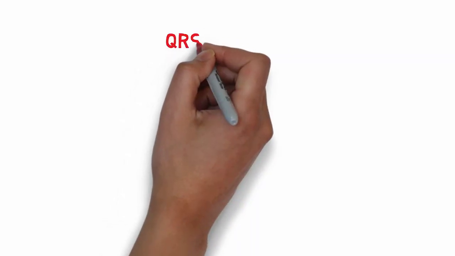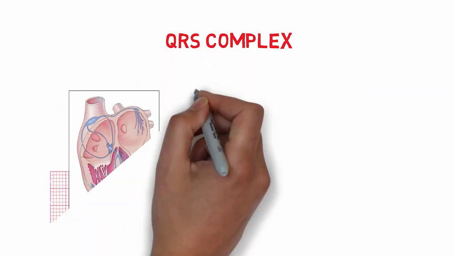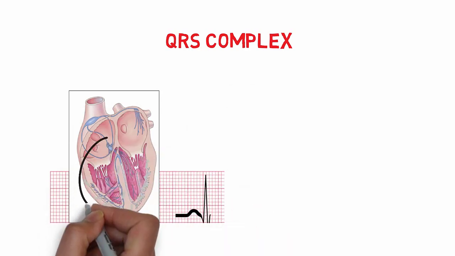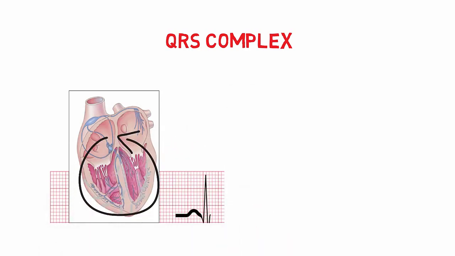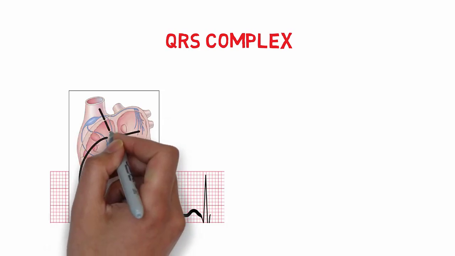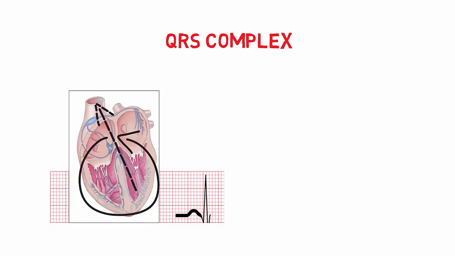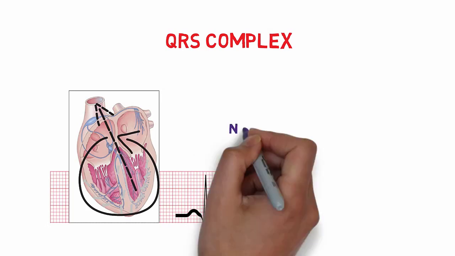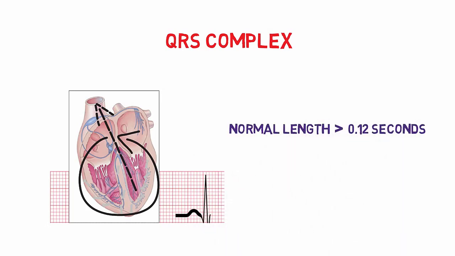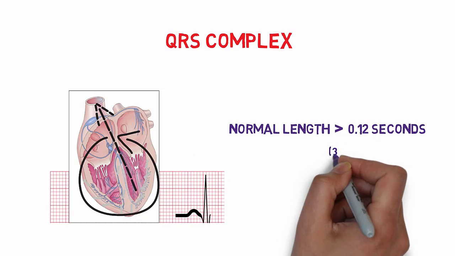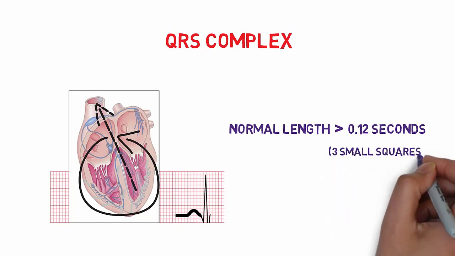After a short pause, electrical impulses move through the bundle of His and Purkinje fibers, which results in depolarization of the ventricles. During this time we get the QRS complex. By this time, blood is pumped out of the heart through the aorta and pulmonary artery. The normal length of the QRS complex is less than 0.12 seconds, that is, less than 3 small squares.